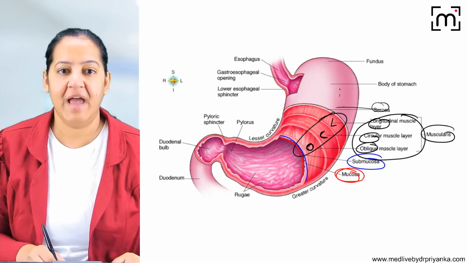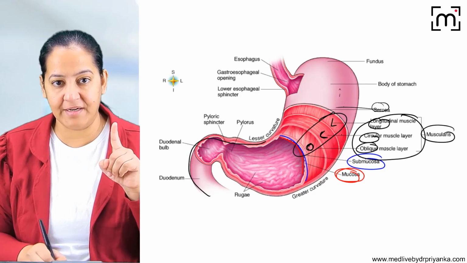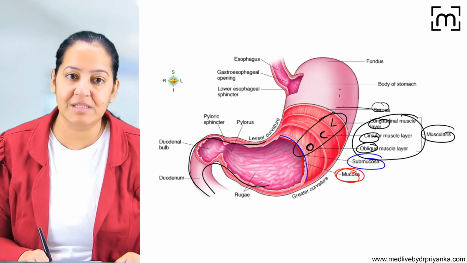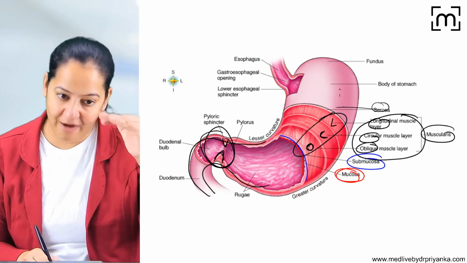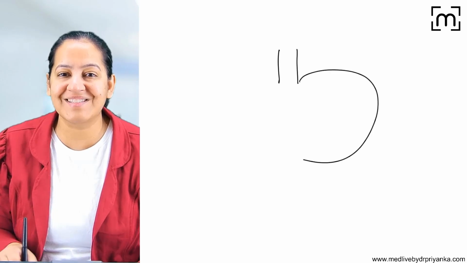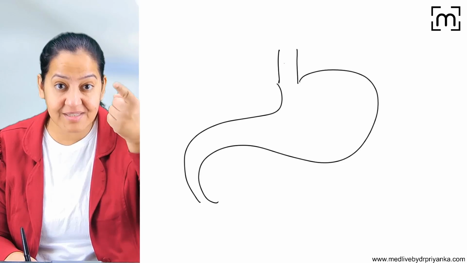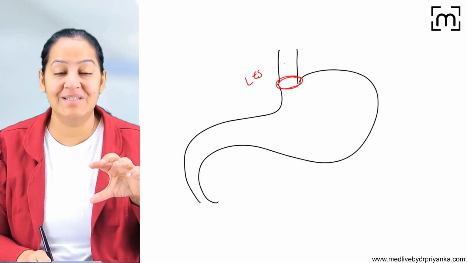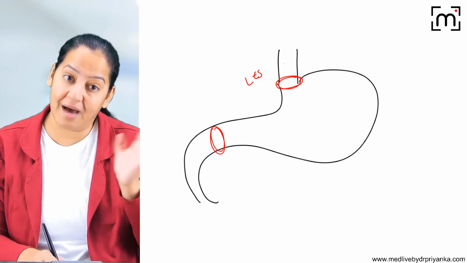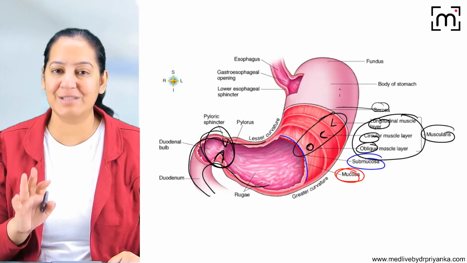One more thing I would like to tell you here: at the junction of the stomach and the duodenum, there is a sphincter known as the pyloric sphincter. This pyloric sphincter also has these 4 layers. This is the esophagus, this is the stomach, and this is the duodenum. At the junction of esophagus and stomach, there is the lower esophageal sphincter. At the junction of the stomach and the duodenum, there is the pyloric sphincter. That is the basics we have understood.